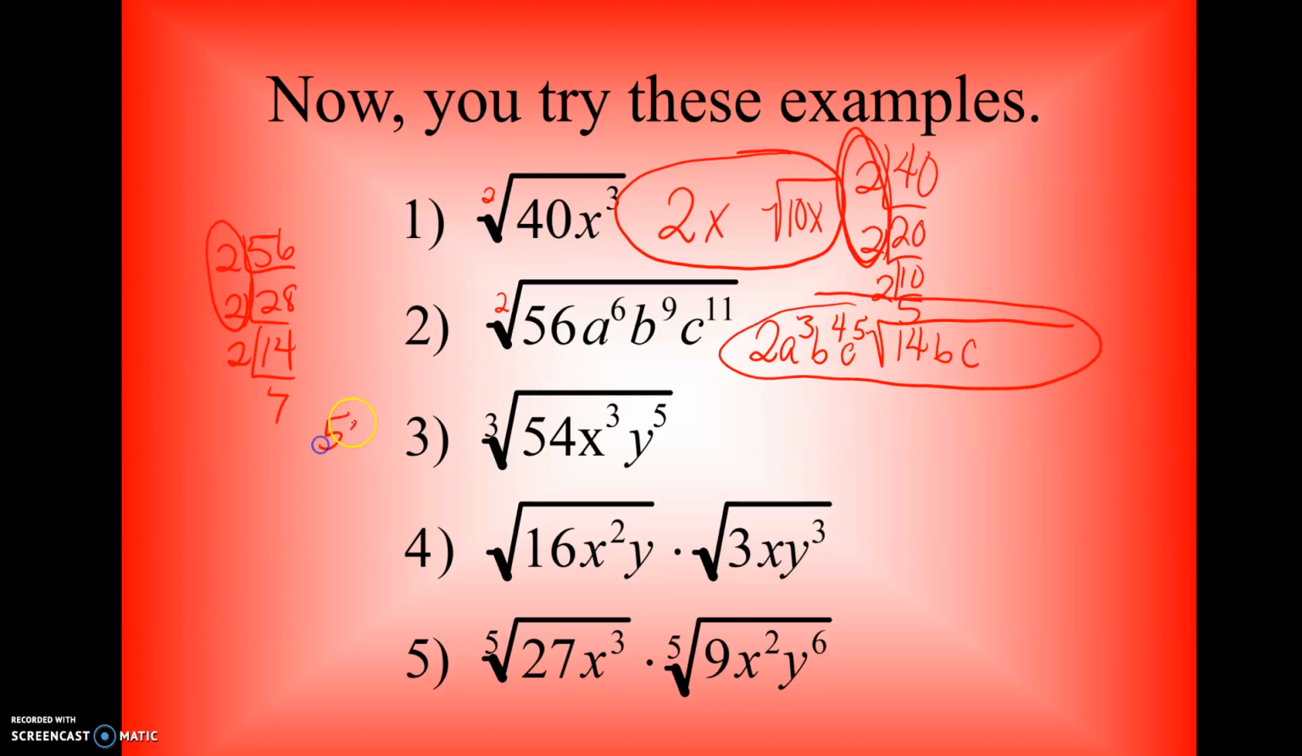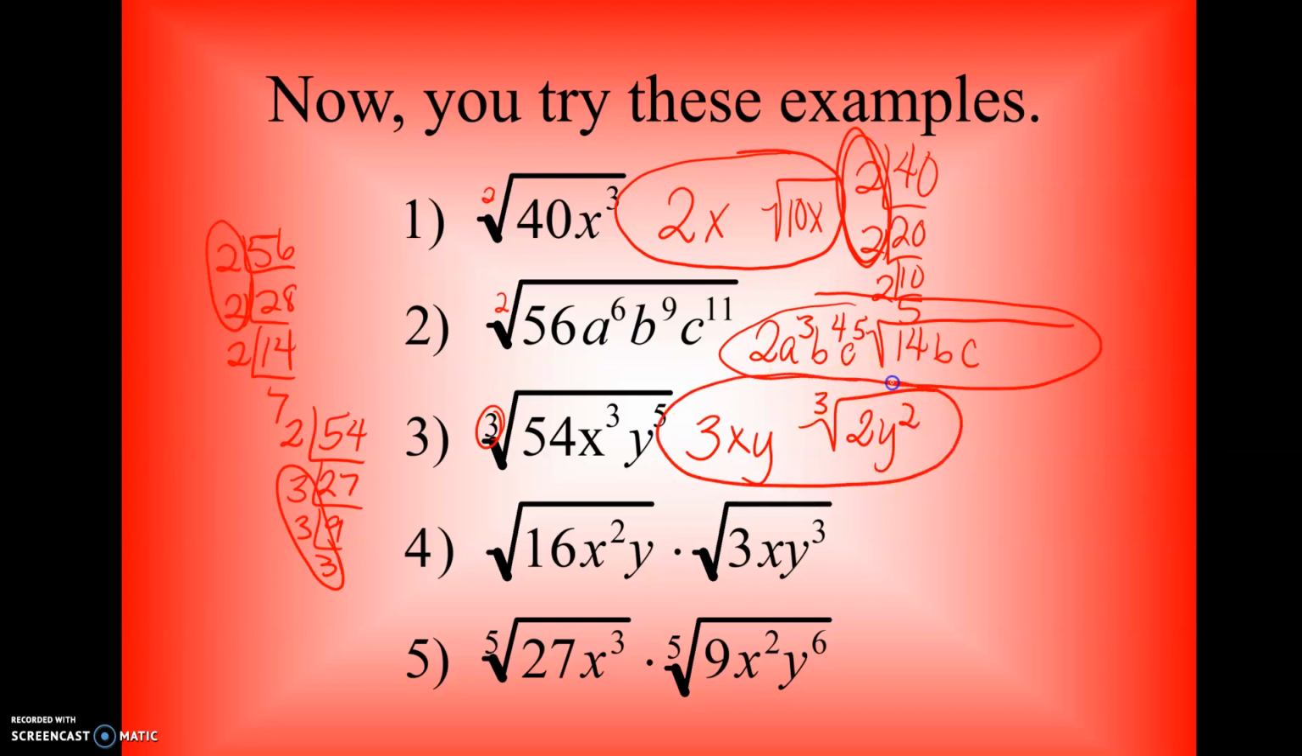So we'd go 54, break it down. Can't divide that by 2, so I go to the next one, 3, 3, and 3, looking for groups of 3 because my index is 3, so there's a group of 3, so that goes out. And this 2 stays home. This is a cubed root, so it needs to stay a cubed root. Then 3 divided by 3 is 1, so x to the 1 with no remainder. 5 divided by 3 is 1 with a remainder of 2. Power is 2, which is less than my index of 3. So just that same process through all of those.